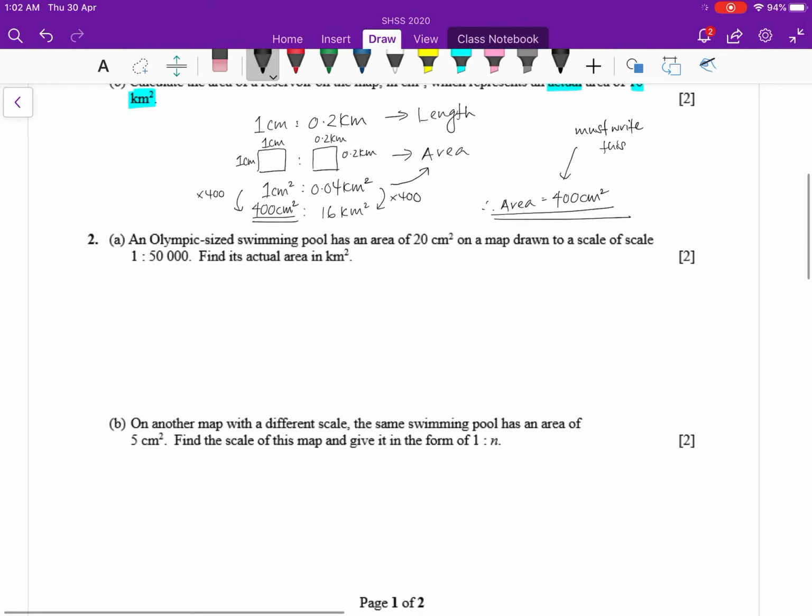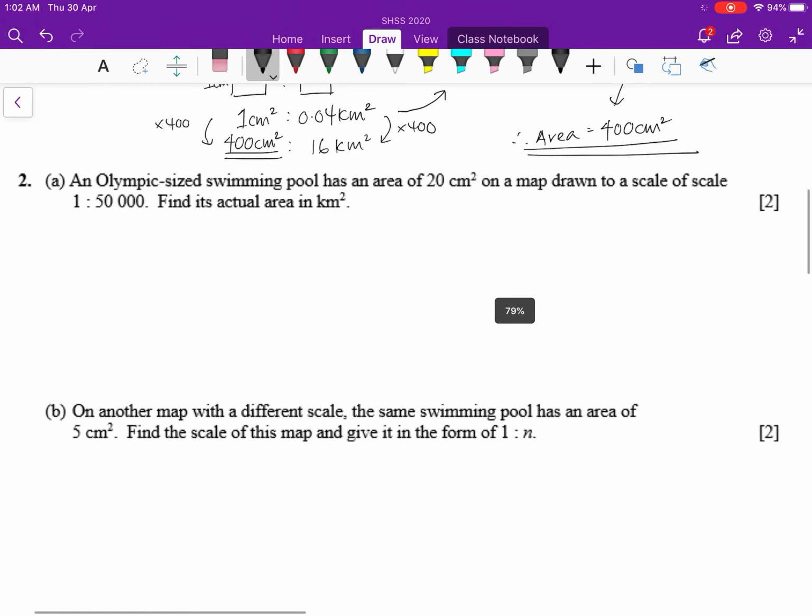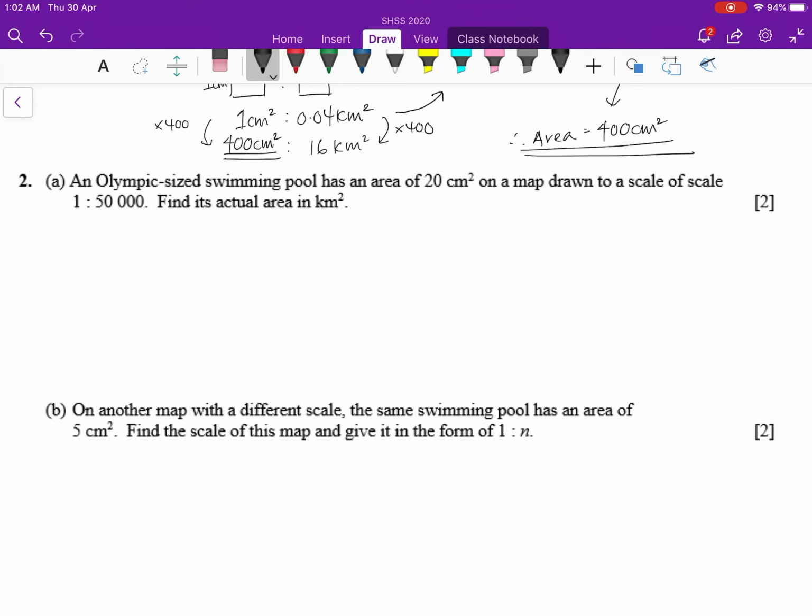Next question, question number 2. An Olympic-sized swimming pool has an area of 20 cm square on the map drawn to a scale of 1 is to 50,000. The moment I see this, I feel very uncomfortable. I must have my 1, 2, and 3 first. So I will have my 1 cm is to 50,000 cm. Then I change 1 cm to meters. Divide by 100, that will give me 500 meters. Change it to kilometers, 0.5 kilometers. I must have my cm to cm, cm to meter, cm to km. Then I feel secure. Then I can do this.